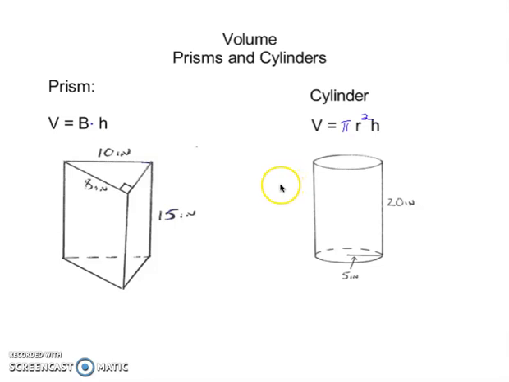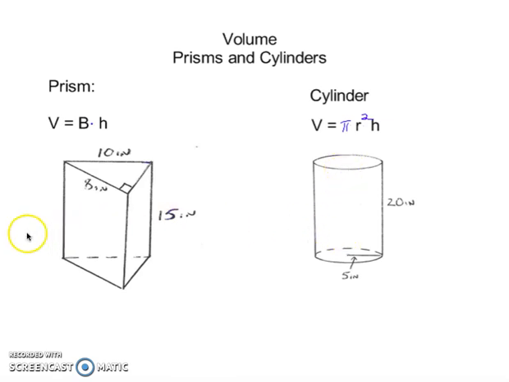This video is on volume for prisms and cylinders. Volume is the measure of the capacity that something holds. So if I look at these figures right here, these are still three-dimensional figures, but if I were to fill this cylinder up with water, the amount of water that would fit into this cylinder would represent the volume.